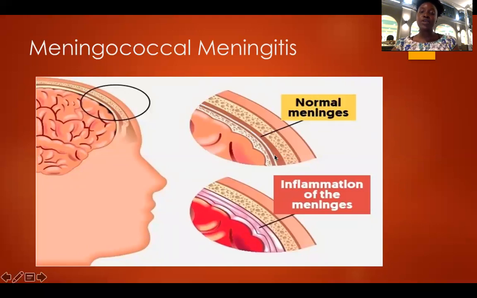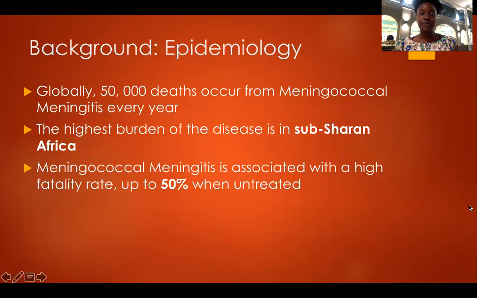Here we can see a picture of the lining of the brain called the meninges. In meningitis, the lining becomes inflamed and looks like this. Globally, 50,000 deaths occur from meningococcal meningitis every year. The highest burden of the disease is in sub-Saharan Africa. Meningococcal meningitis is associated with a high fatality rate, up to 50% when untreated.